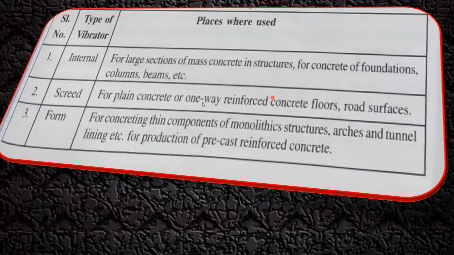Now we have seen the internal vibrator, the form vibrator, and the screed vibrator. So at what places we use them, we'll try to write down in this way. The internal vibrator can be used for the last section of mass concrete in structures, for concrete of the foundation, columns, beams, everywhere. The screed vibrator you can use for plain concrete, or for slabs. You don't have to write one way reinforced concrete floor, just write it here as slab.